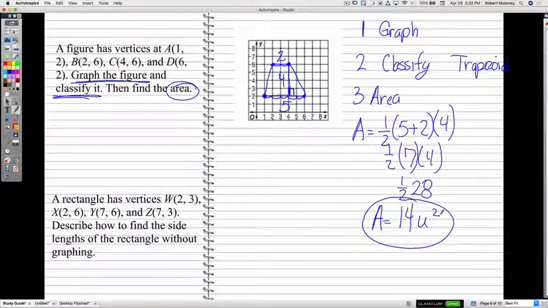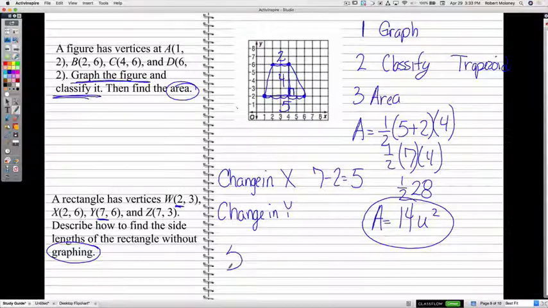Okay, now let's take a look at this next one. The next one says I cannot graph it. I need to describe how to find the side lengths without graphing. So no longer can I do what I did on the previous problem. I need to find the change in the x-coordinate and the change in the y-coordinate. So I look for 2 different x's. Here's one x, here's a different x. So I've got 2 and 7. What's the difference, 7 minus 2? So for the x-coordinate, I've got 5.